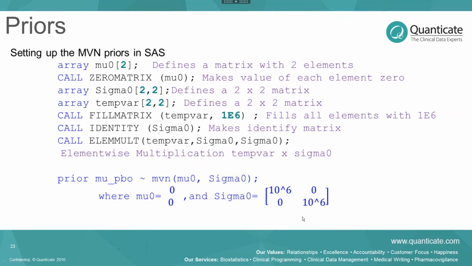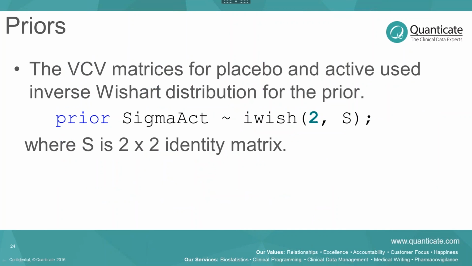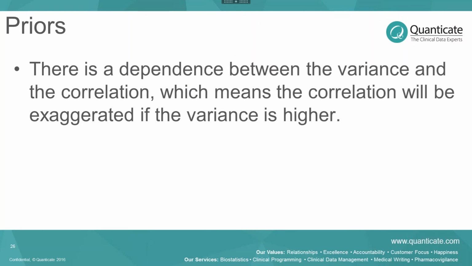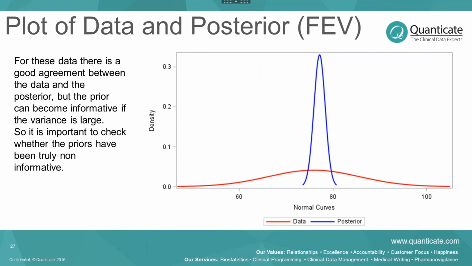So the same will be done for the, oh sorry, no, I'm just skipping ahead. So the variance-covariance matrix for placebo and active will use an inverse Wishart distribution. So this again, it's non-informative, we hope, but it's a little bit more tricky to find a non-informative for this distribution. But we need to use this inverse Wishart because it makes the maths easier, makes the posterior probabilities come out as normals, which is what we need. There's a dependence between the variance and the correlation. So if the correlation is exaggerated, then the variance is going to be higher.